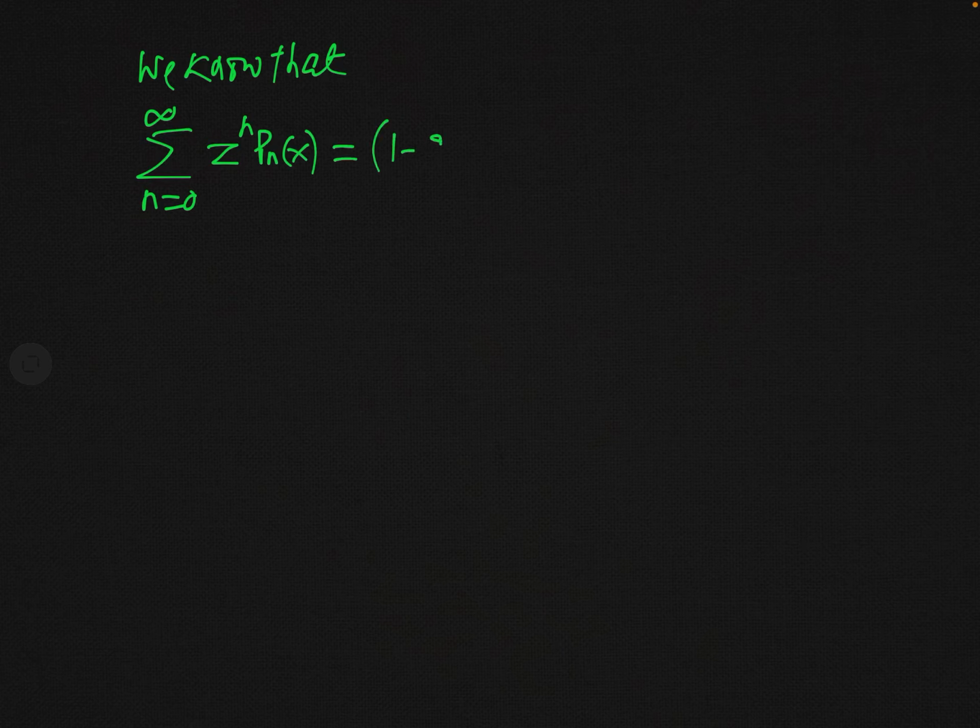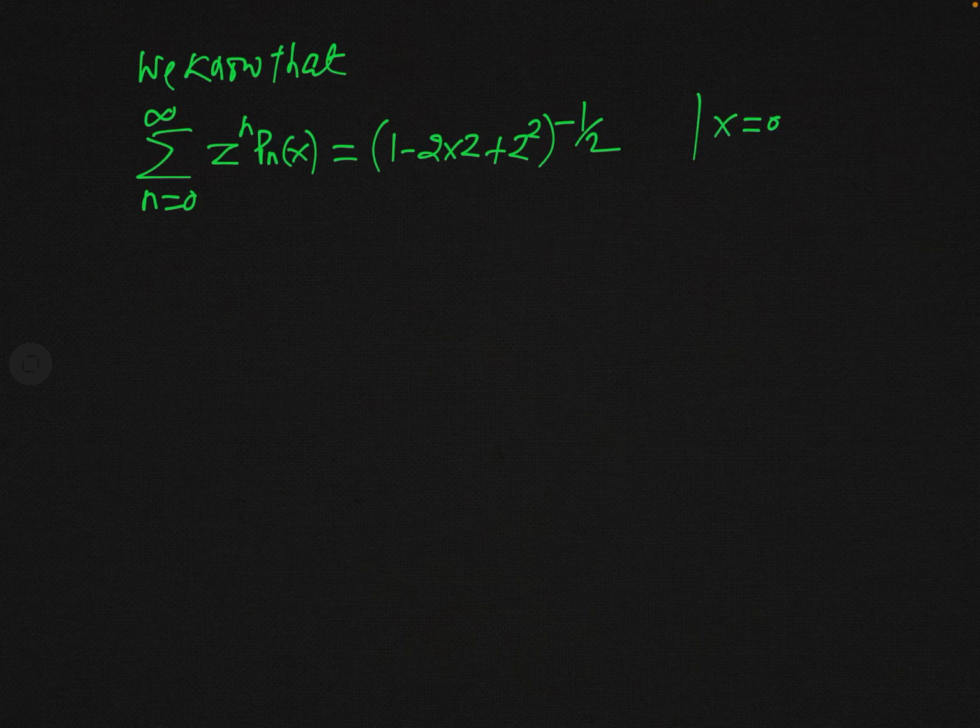You have just studied the generating function of Pn of x, and you have seen that the summation n equals 0 to infinity of z to the power n into Pn of x is actually equal to 1 minus 2xz plus z square to the power minus half.